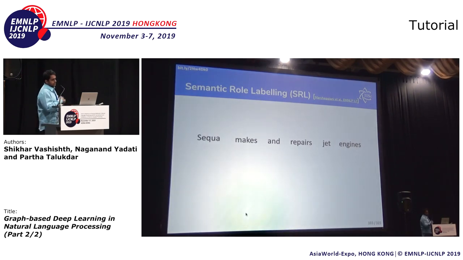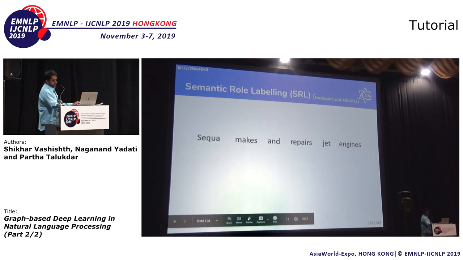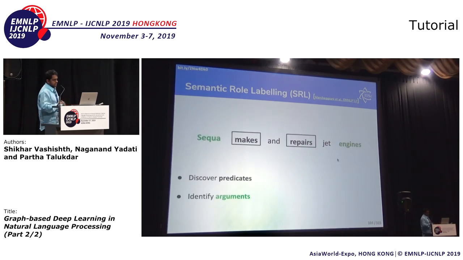Okay, so first we will see semantic role labeling. This was proposed in EMNLP 2017. To understand the problem of SRL with a simple sentence, let's say this is the input sentence: Sequoia makes and repairs jet engines. The problem of SRL is to discover predicates in the sentence, which in this sentence are makes and repairs, and then to identify arguments of these predicates, which in this sentence are Sequoia and engines, right?